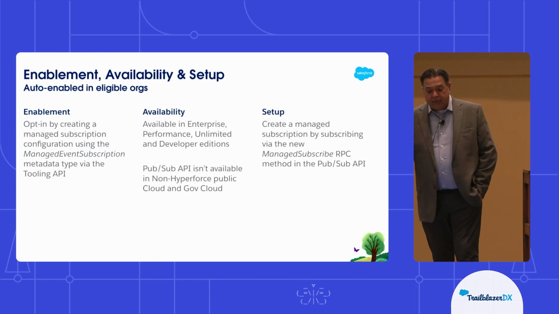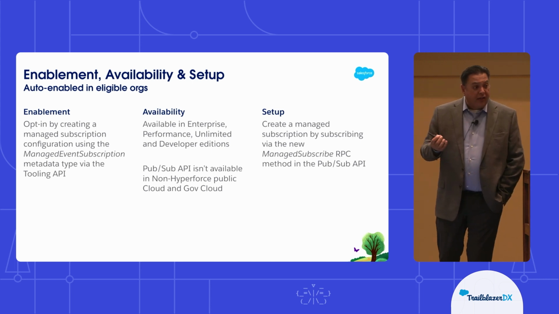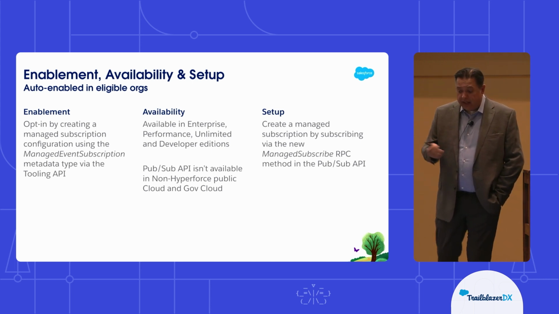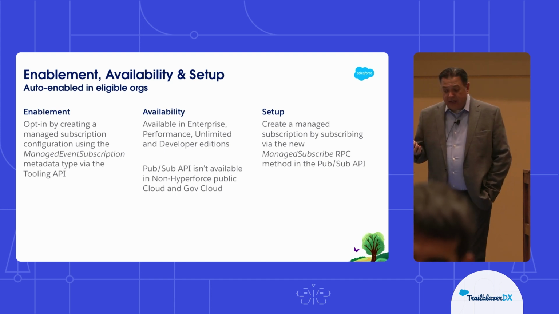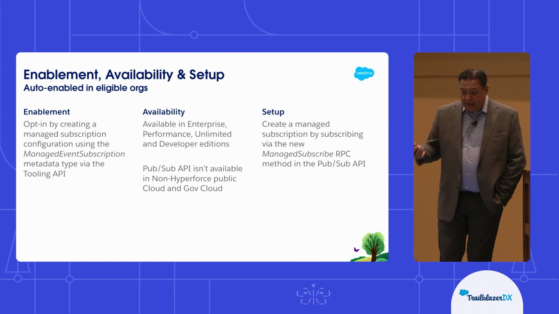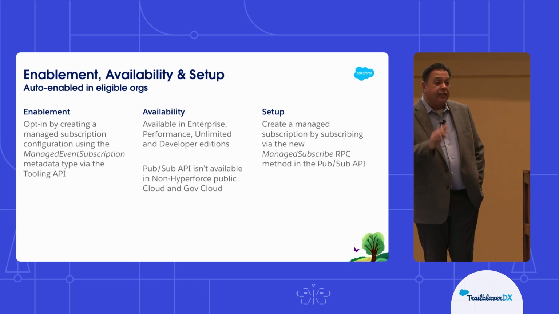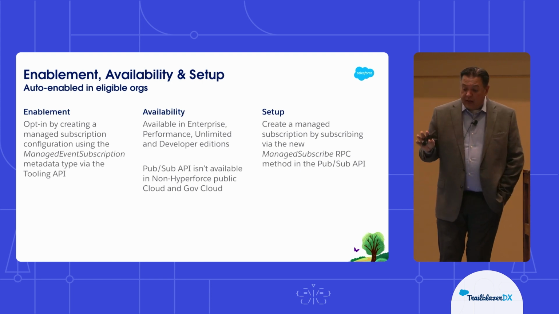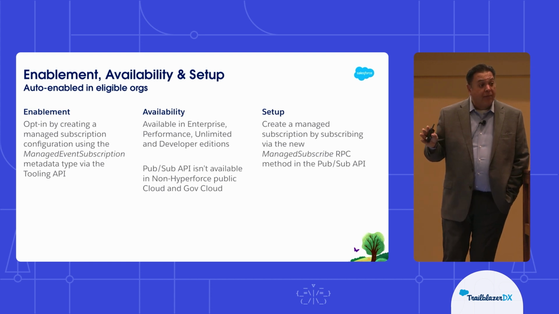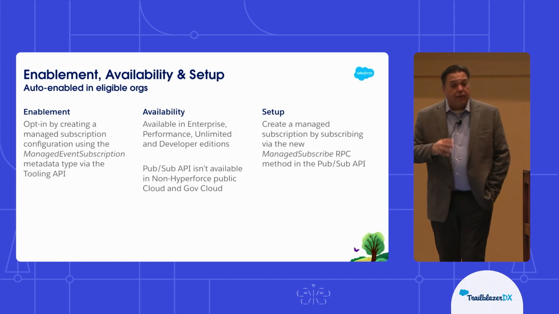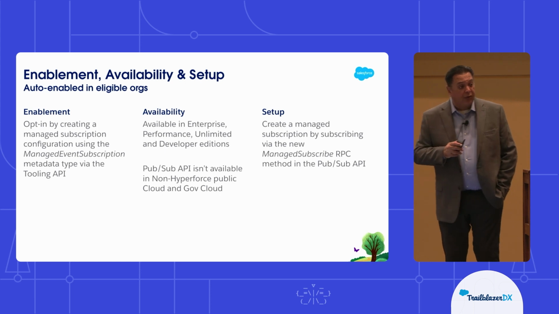The great thing about managed subscriptions is you can opt in automatically yourselves. There's no pilot. You can just opt in. It's available in Enterprise, Performance, and Unlimited editions, and it's ready to go now. The only thing is PubSub API does not work in non-Hyperforce or government clouds. Everything's being moved over to Hyperforce, but if you're on a gov cloud, come talk to me afterwards and we'll figure out a solution for you.